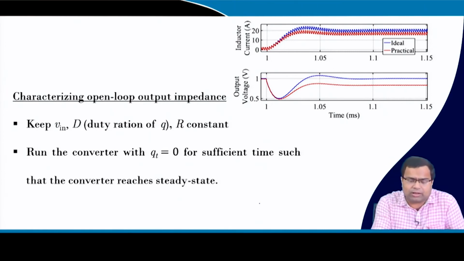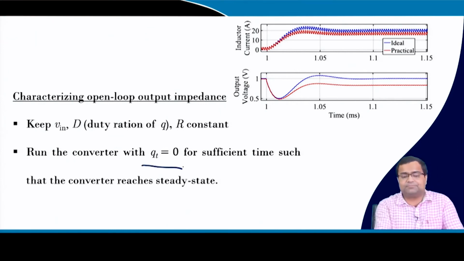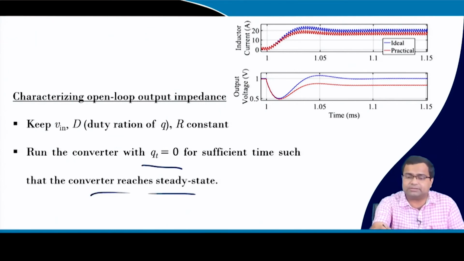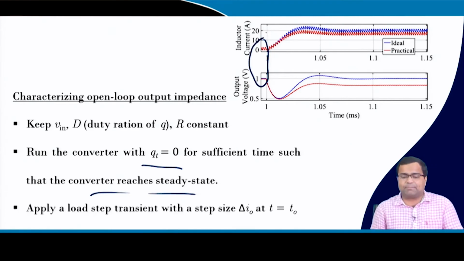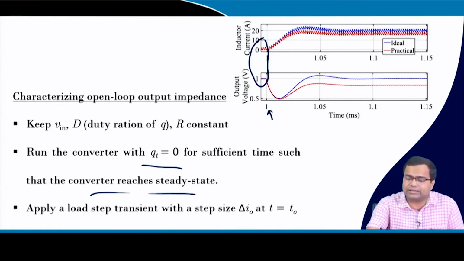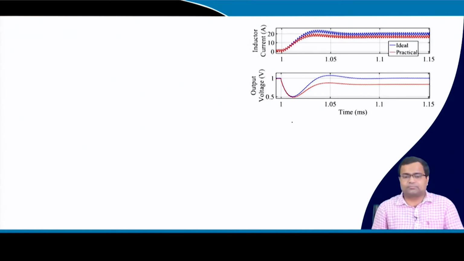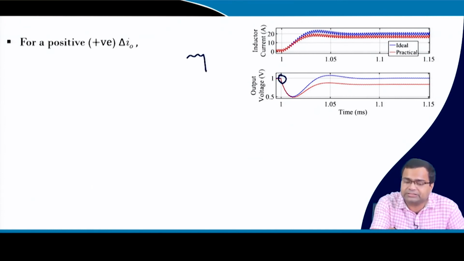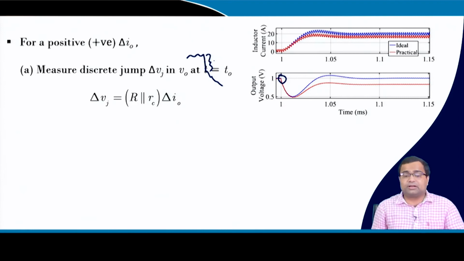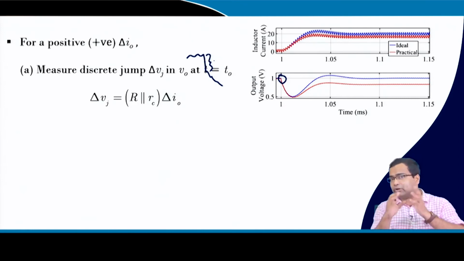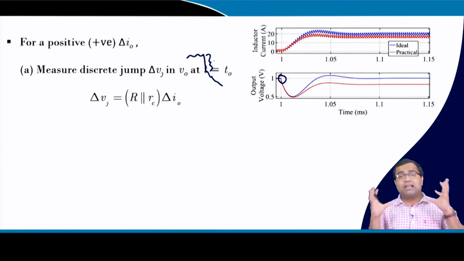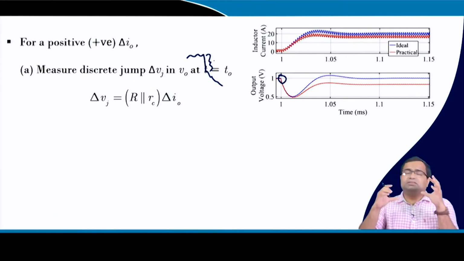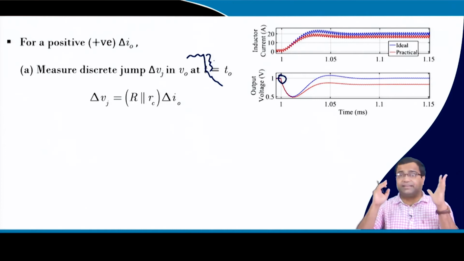When there is no load step transient, the converter should first reach steady state. That means we are talking about this condition. Then we apply a load step transient at t equal to T0. At that time there will be a direct jump in the output voltage, which is not visible here, and then it will further decay. This jump is basically due to the combination of R and RC. If there is no resistive load, it is purely the RC high frequency jump, which cannot be avoided if your ESR is fixed.